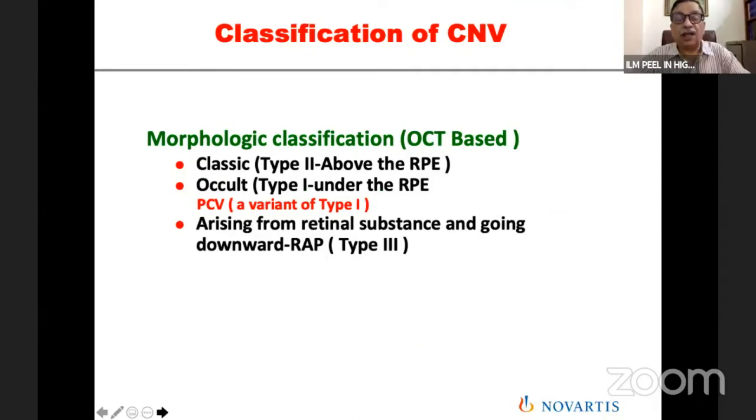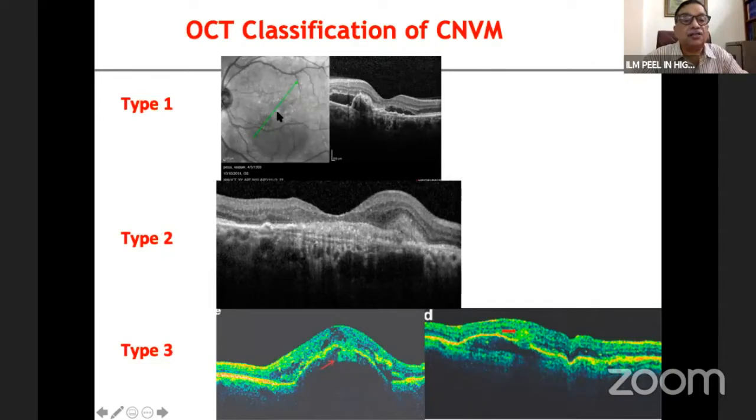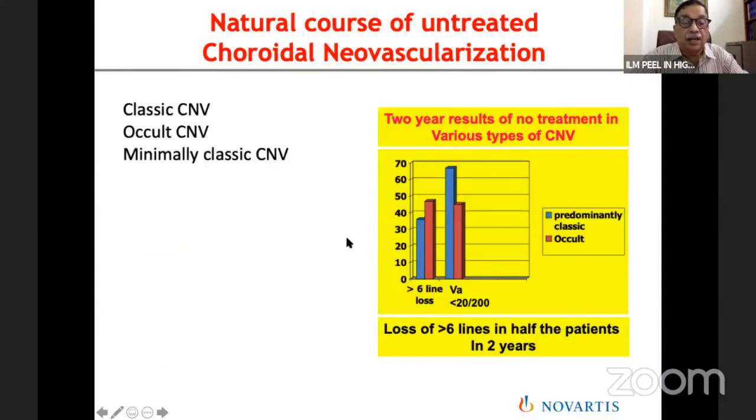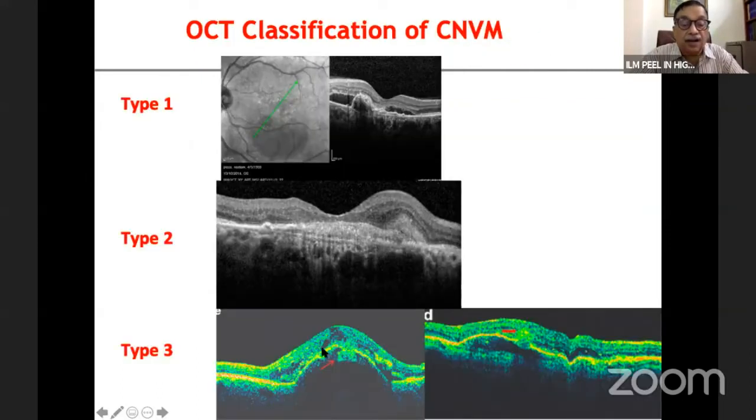Nowadays, we do it on OCT, and Darius has shown you part of that. So classic lesions are the ones which are above the RPE. Occult are the ones which arise below the RPE, and PCV, polypoidal choroidal vasculopathy, is a variant of that. And finally, you have those which are arising in the substance and going downwards, that is retinal angiomatous proliferation. So let's see all three. This is type 1, where you can see an RPED, and this is type 2, where you can see that the lesion is above the RPE, and type 3, it's arising in the retinal substance going downwards into this, creating an RPED, or just very early, just arising in the retinal substance, and not yet gone down much.